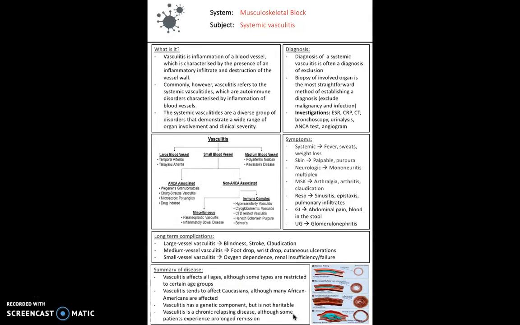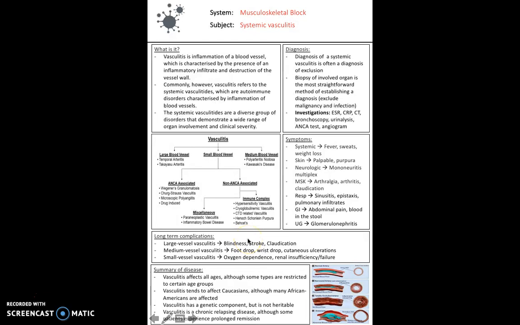Systemic vasculitis is very much an umbrella term, systemic vasculitides in other words, for autoimmune disorders characterized by inflammation of blood vessels. This diagram here nicely summarizes the different types. You can have large blood vessel, small blood vessel and medium blood vessel vasculitis. The ones we're really going to focus on over the next few slides are temporal arteritis, which is an example of a large blood vessel vasculitis, ANCA associated vasculitis, and then we're also going to take a look at Behcet's disease as well.